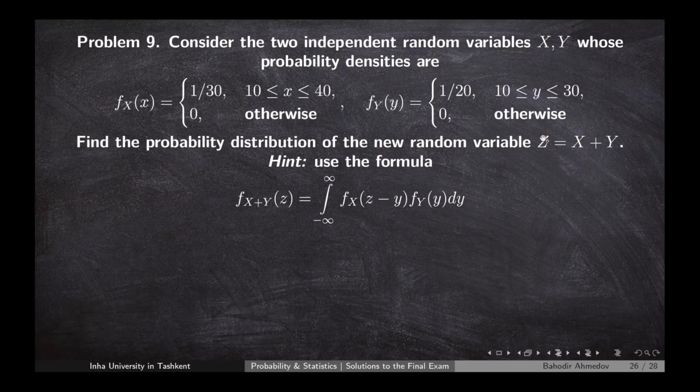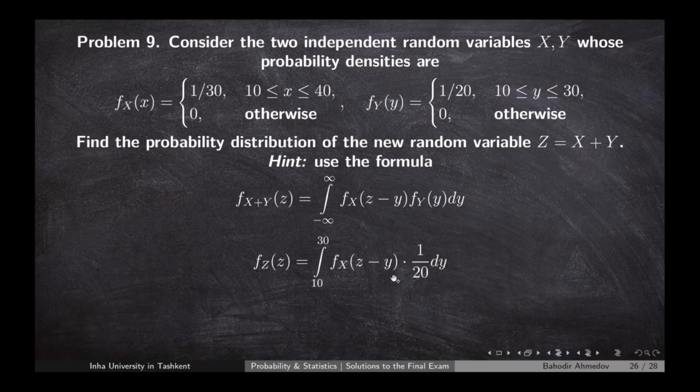So I'm just going to evaluate this by evaluating this integration. First of all, I need to substitute this density function with the value of this density function. So you see, this is equal to 1 over 20 if the y is going to change from 10 to 30. So I can just substitute this, and I need to just change the intervals of the integration from 10 to 30.